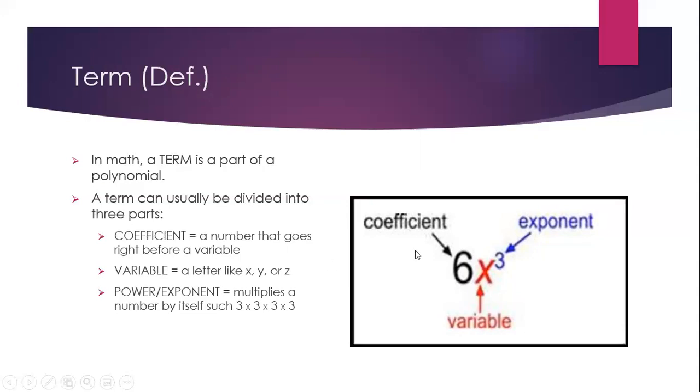So a term has a coefficient, which is 6, a variable, which is x, and a power or exponent. Remember, the exponent just sits right above the letter. So instead of being next to it, it sits right on top of it. Well, in this case, it's 3. So our exponent is 3. So our coefficient is 6, our variable is x, and our exponent, our power, is 3.